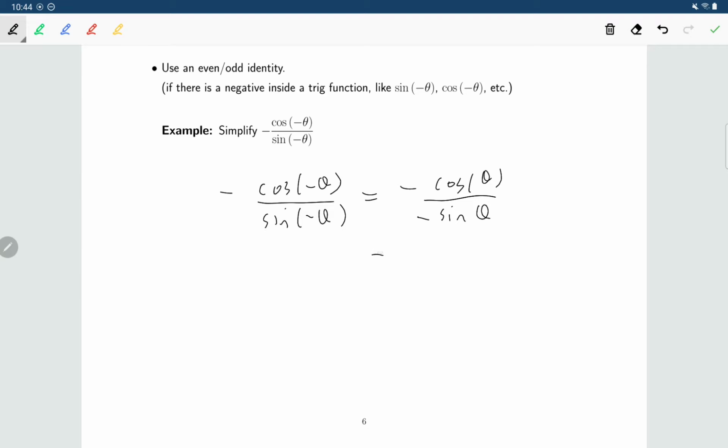And so I've got negative cos theta over negative sine theta, which is the same thing as positive cos theta over positive sine theta. And cosine over sine, that's cotangent. So the expression that we have simplifies to give us just cotangent of theta.